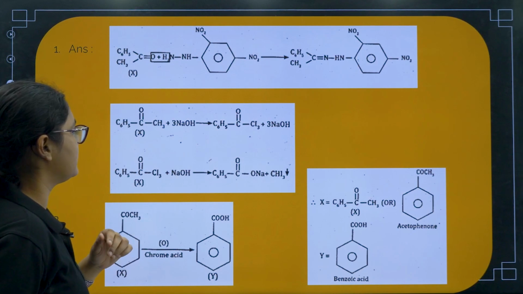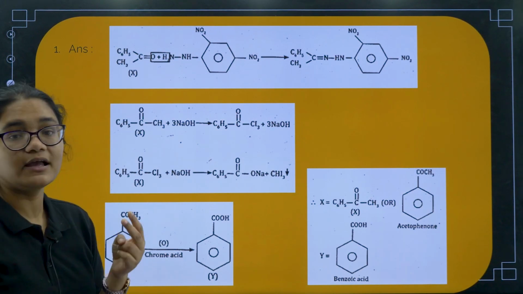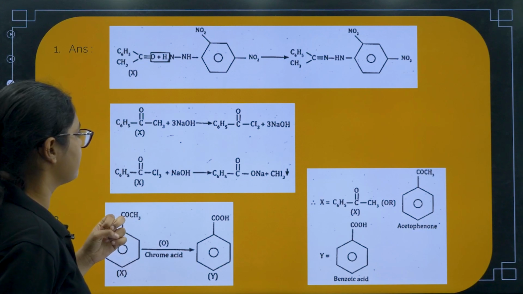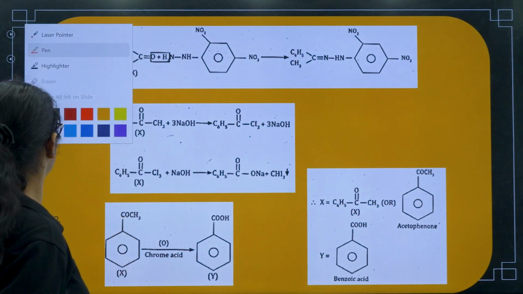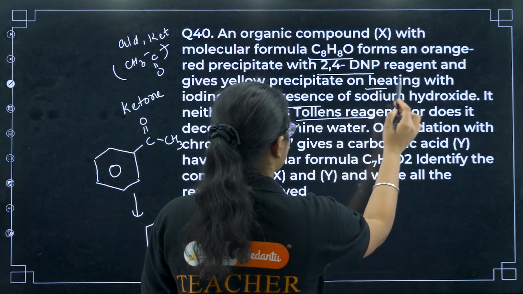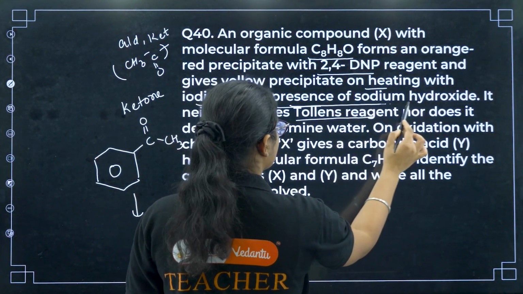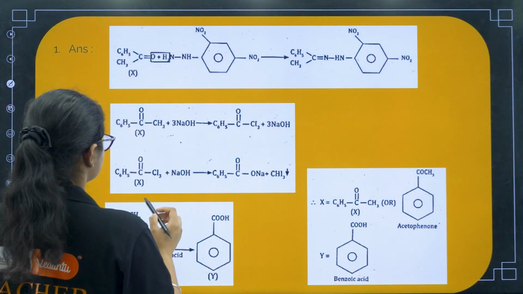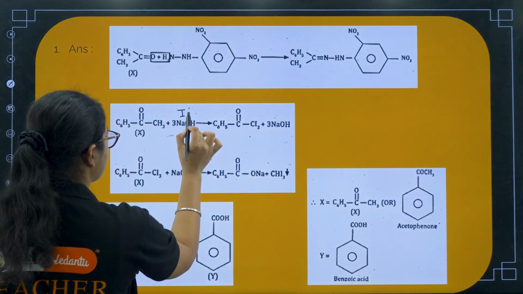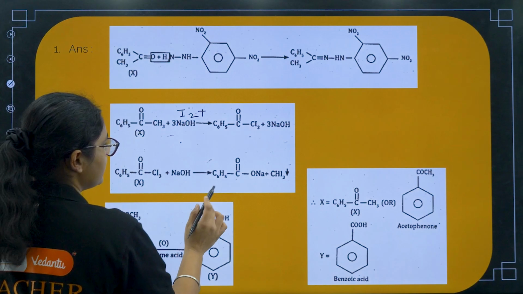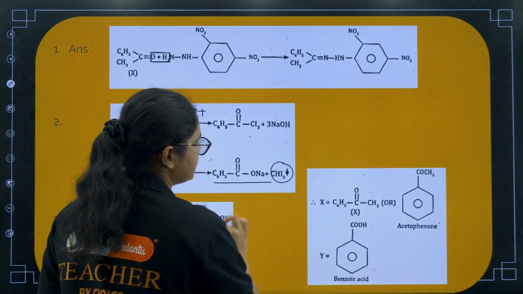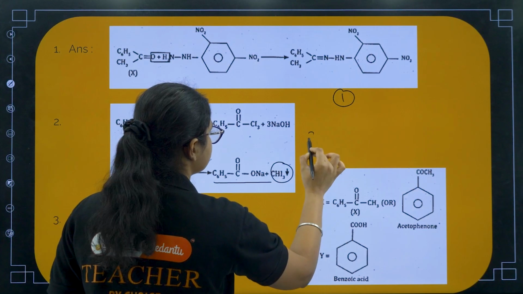Then it is showing that it is reacting with iodoform reaction as well, right? So you have this one, one second, let me go back. What is the next one? It gives a yellow precipitate on heating with iodine in the presence of sodium hydroxide. So you have here iodine plus sodium hydroxide, so it will give you C6H5COO minus Na plus and CHI3. This is 1 mark, this is 2 mark.